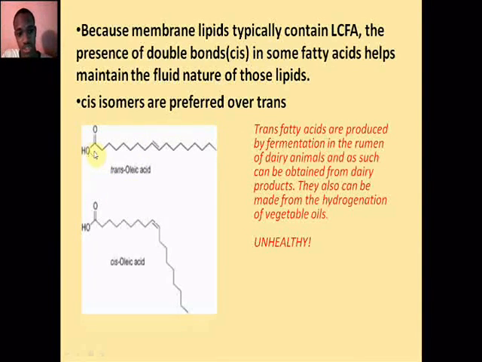But on the other hand, these trans fatty acids would pack tightly, and these are not healthy. And here we see a little note that trans fatty acids are produced by fermentation in the rumen of dairy animals, and as such they can be obtained from dairy products. They also can be made from the hydrogenation of vegetable oils, and trans fatty acids are very unhealthy.